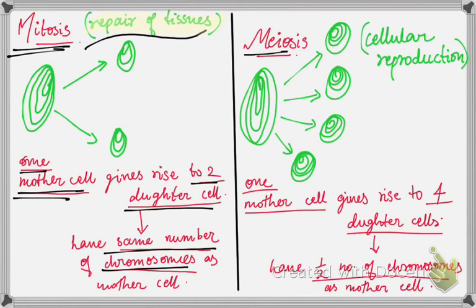Then the second type of reproduction we have is meiosis. In this, one cell gives rise to four daughter cells. Now each daughter cell has half the number of chromosomes as the mother cell. This takes place in cellular reproduction.